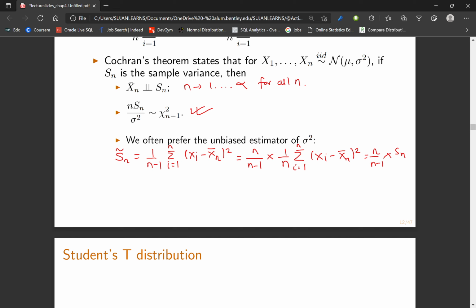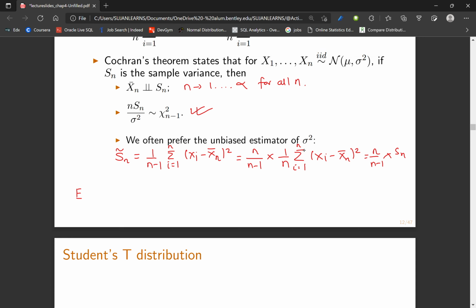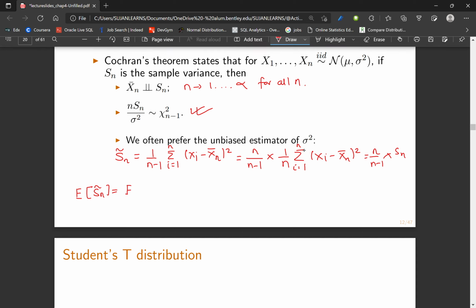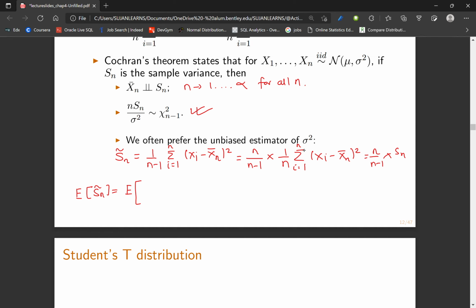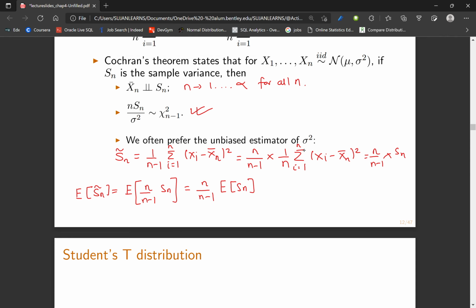Next step, we want to find the expectation of Sn tilde. To do this, we will take the expectation of Sn tilde, and the same thing on the right-hand side, the expectation of n over n minus 1 times Sn. Those are constants, n over n minus 1 is a constant, therefore they will come outside of that bracket, and it will be the expectation of Sn.